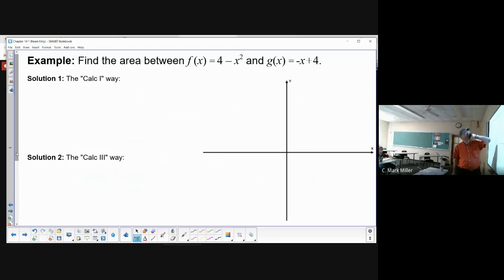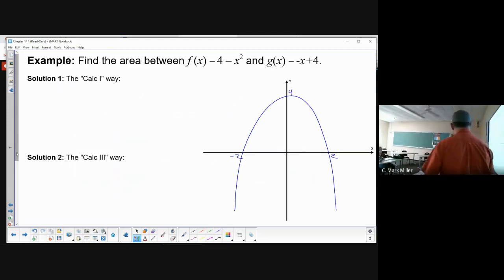So, pop quiz, 4 minus x squared, what does it look like? Well, if it were minus x squared, it'd be a parabola opening downward at the origin. If you add 4 to it, that moves that whole parabola up. So that goes... That was easy. Now minus x plus 4. We're going to have a slope of minus 1, y-intercept of 4.